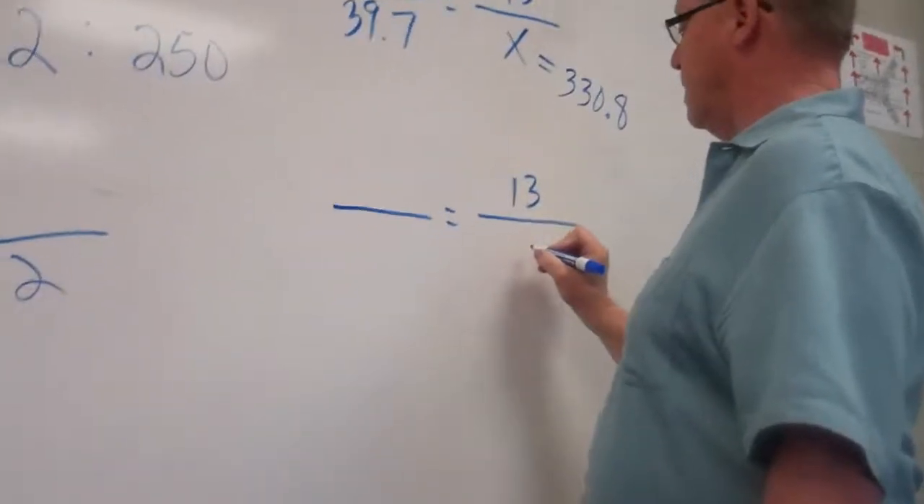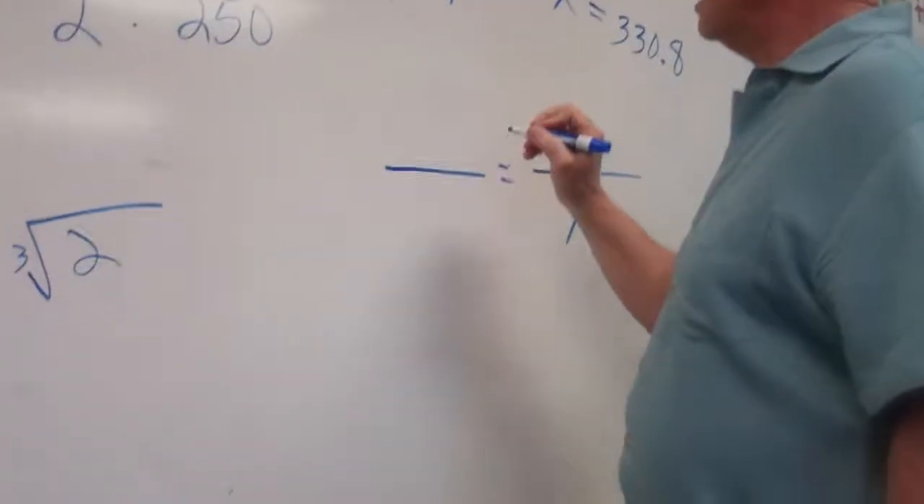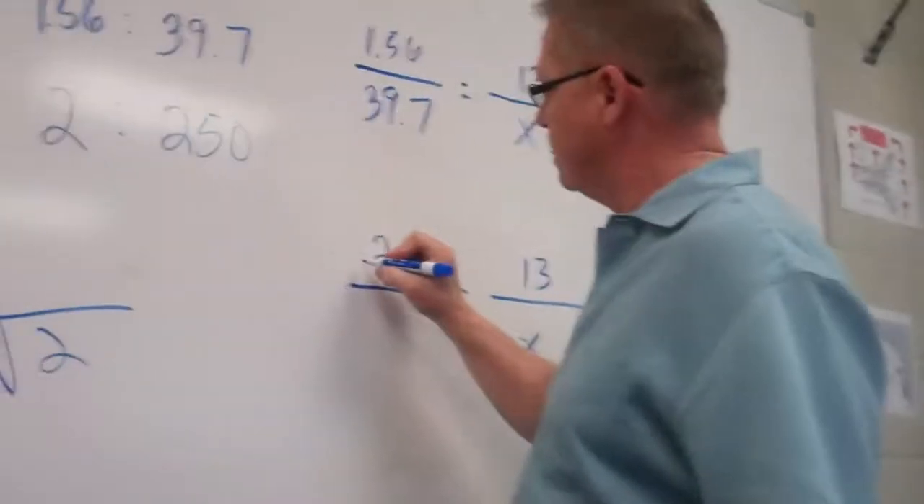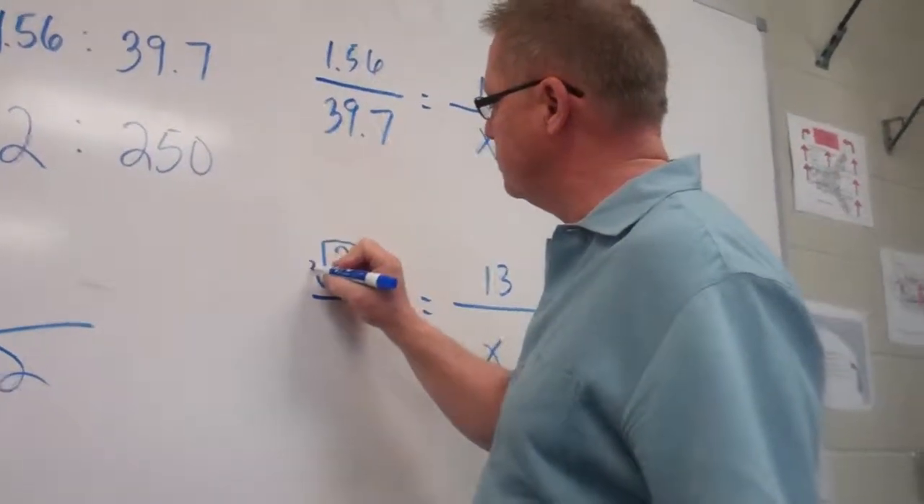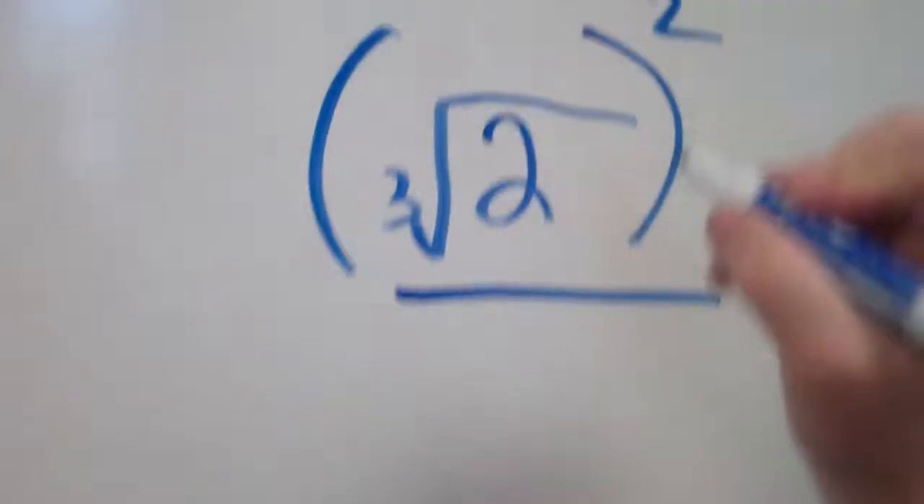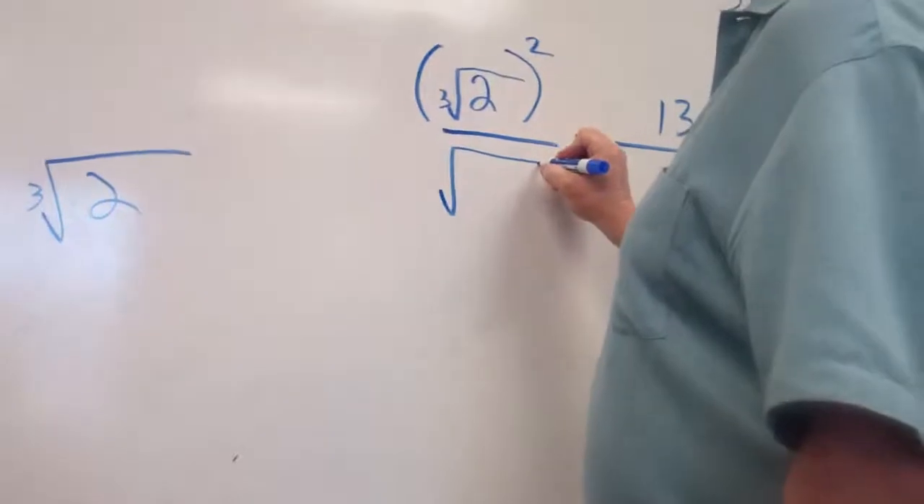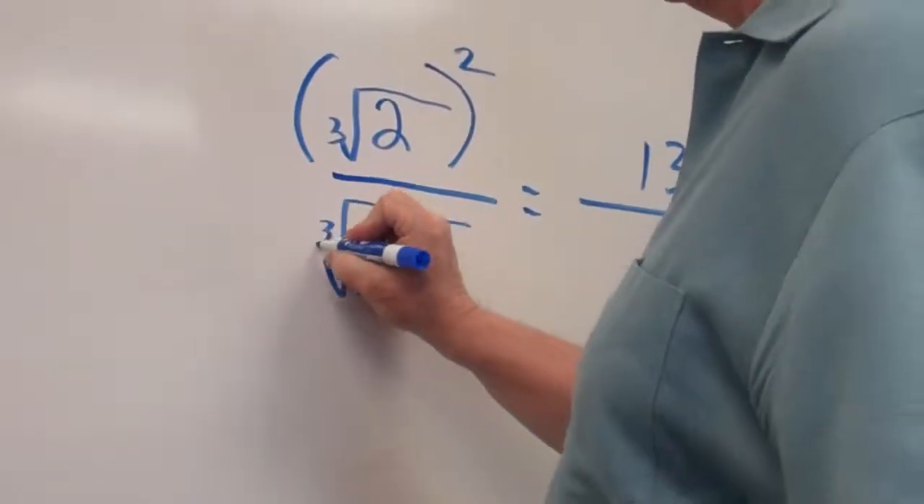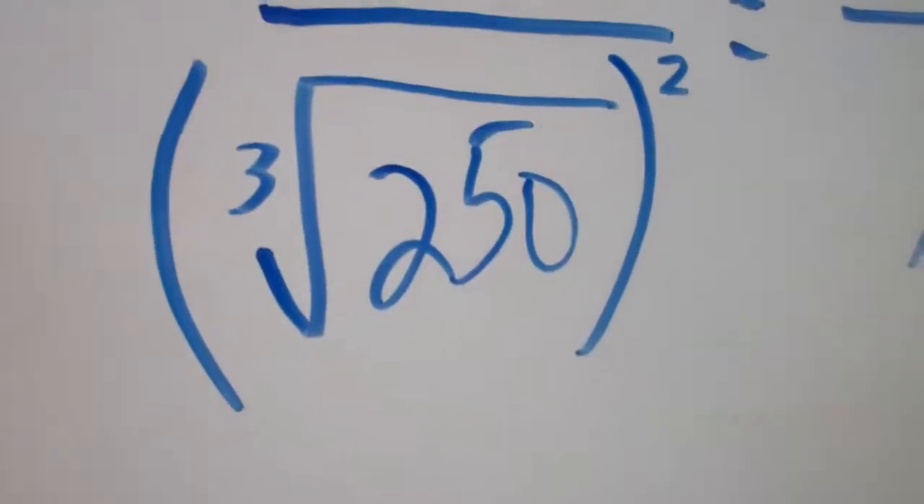That's exactly 13. That's exactly X. And she wrote down that this number, instead of 1.56, she wrote down cube root of 2 squared. And then right here she wrote down cube root of 250 squared. That's how she wrote it down. This is the only work the kid wrote down.